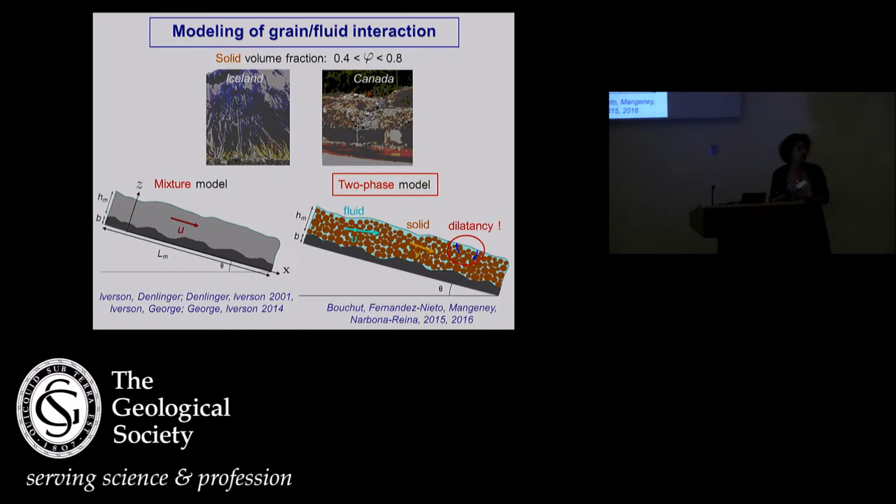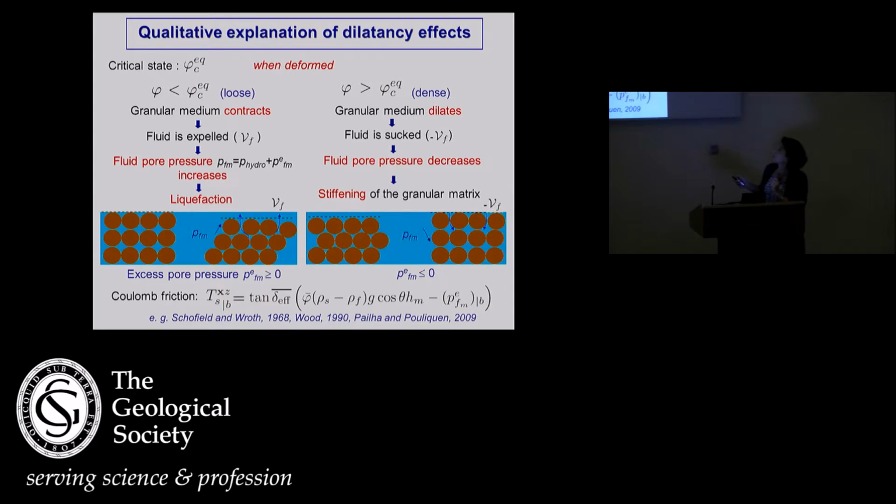And a very important physical process in this flow is what we call dilatancy. Indeed, when the flow travels on the topography, you have some compression and dilatation of the granular phase. And this will, for example, increase or decrease the excess pore fluid pressure inside the material. And this will have a tremendous effect on the friction that is experienced by the grains. And you can have, for example, complete liquefaction of your flow just because of this process. I can detail it a little bit.